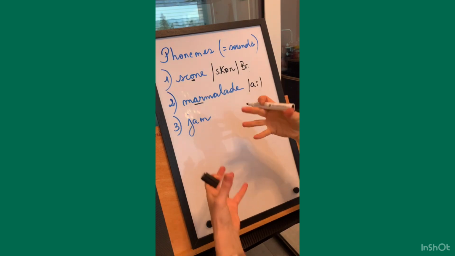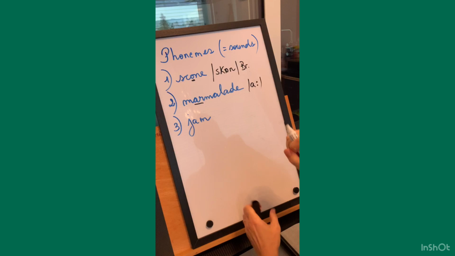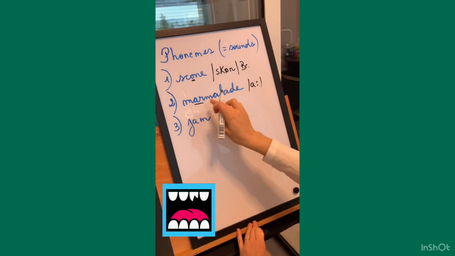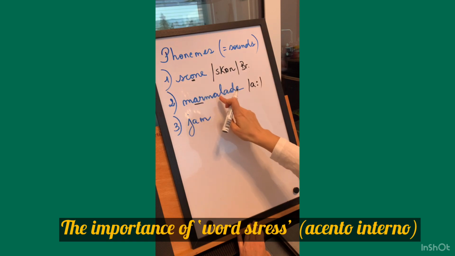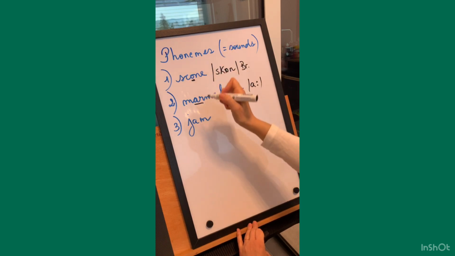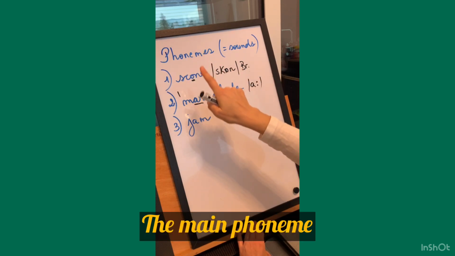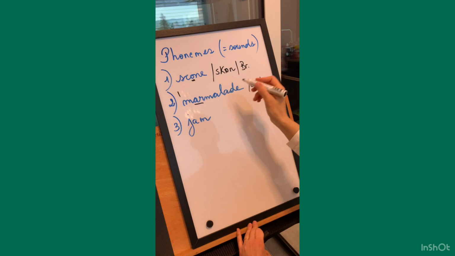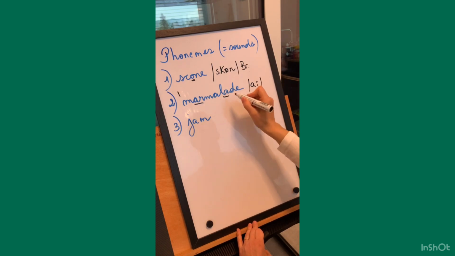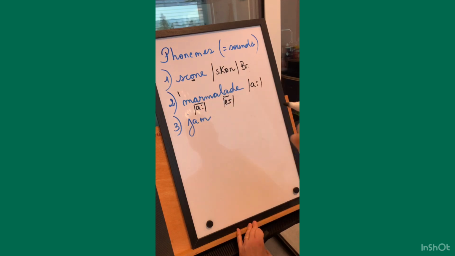Well, it's a very relaxed sound and with the open mouth. Marmalade. So here you see there are three syllables. Marmalade. Three syllables. You stress the first syllable, so this is the main phoneme in the word marmalade. The second important phoneme here is A, the A sound here. Yeah? So here, R. And we put two dots here because this indicates tension.